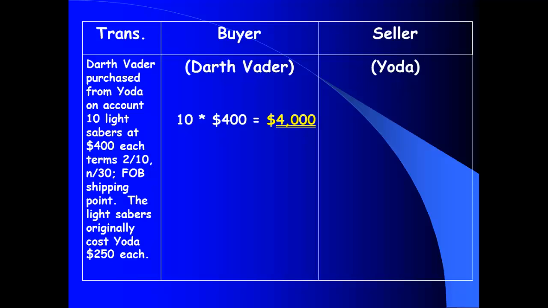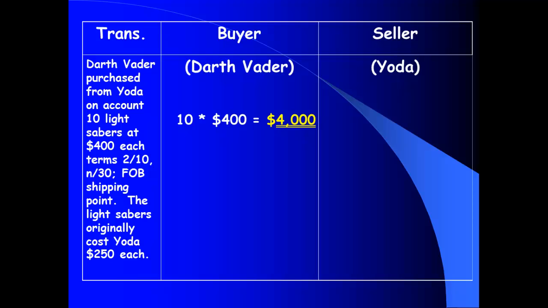Now, really, there are a couple of things in that example that I don't need to know right now when I record this initial transaction. What's one? 2/10 net 30, good. When am I going to need 2/10 net 30? When the payment is made, good. Is there anything else here that I don't need? FOB shipping point. When will I need FOB shipping point? When the freight costs are paid.